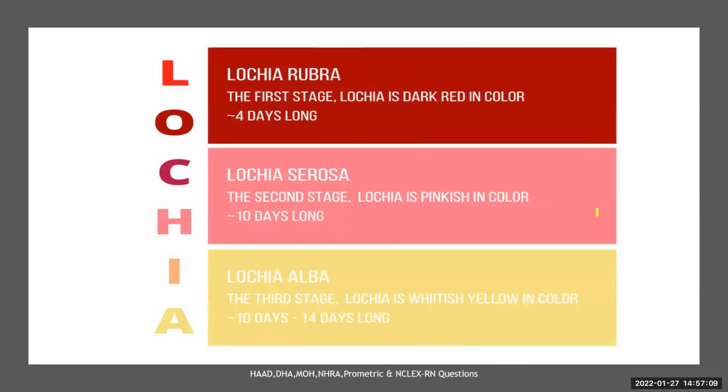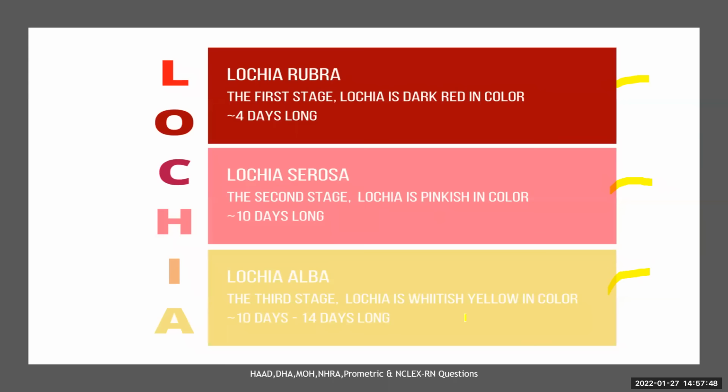After delivery, you have to assess for discharge. It is lochia. Already we have discussed all of these things. Lochia can be divided into 3 types: lochia rubra, lochia serosa, and lochia alba. Lochia rubra looks red in color, serosa is brownish to pink in color, and lochia alba is whitish yellow in color.